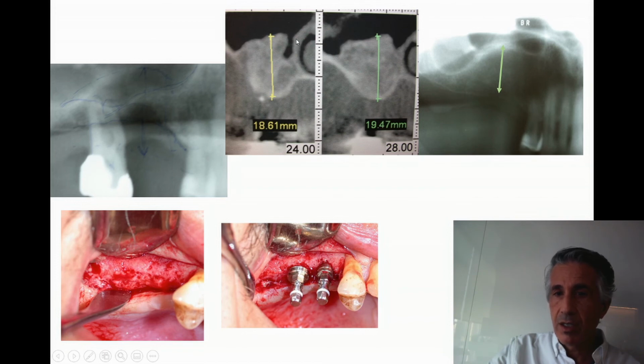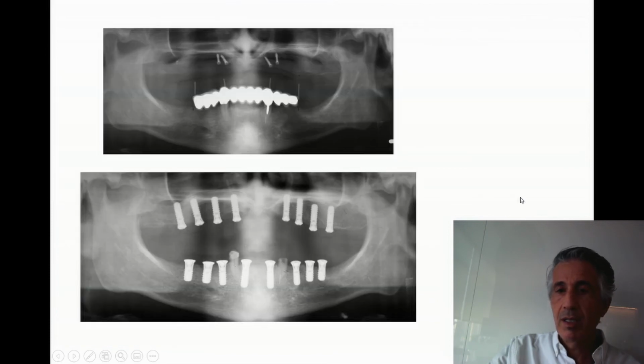Here's where it didn't consolidate. So this is some of the areas that are a gap, but that's not going to be a problem. We'll get around that. But this is where we have problems. And this is the width, and here's the implants that go into place.